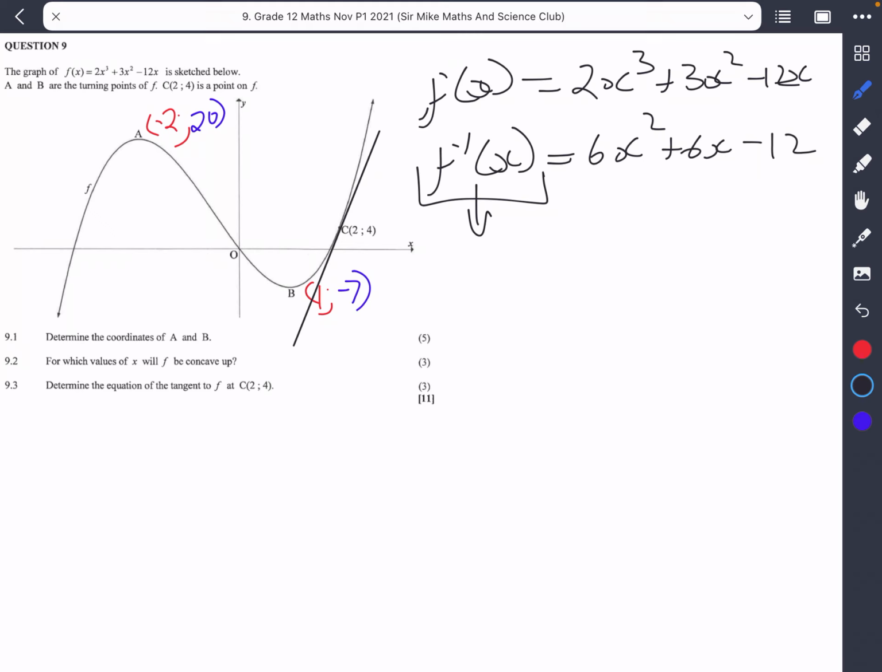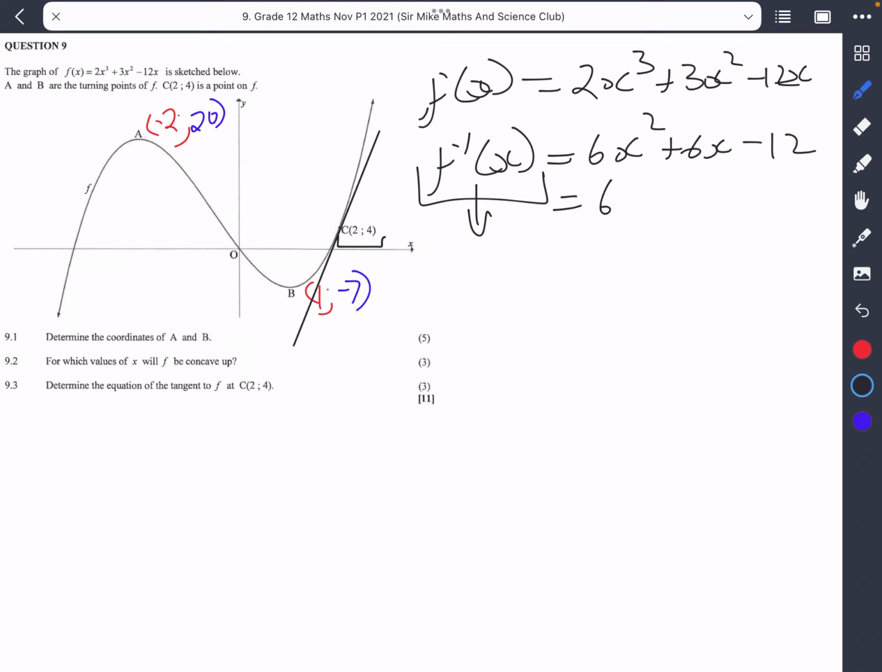But in this case, they actually gave us the x coordinate of that point. If we were given the gradient and were looking for the point of tangency, we would have had to find the x coordinate. But here we are given the x coordinate, so we find the gradient at that point.